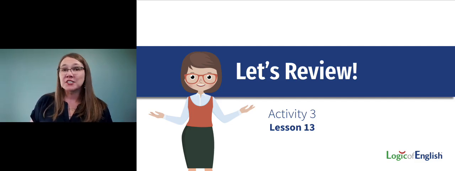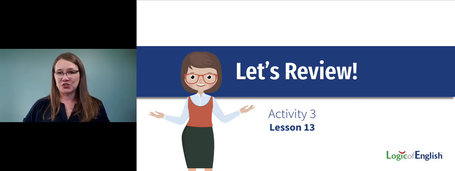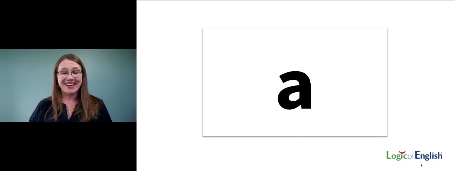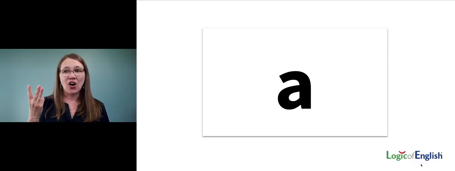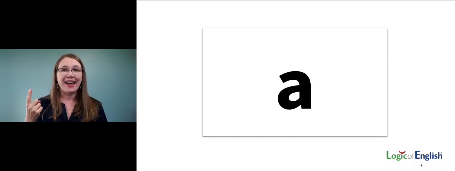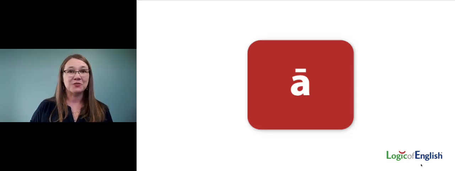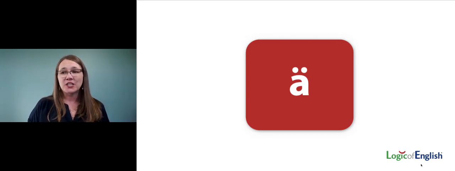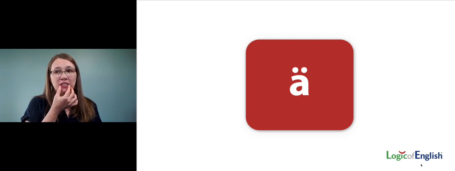Welcome back. Let's review what you learned in Lesson 13. In Lesson 13, you learned that A says 3 sounds. It says a, a, aw. Let's say them again. A, a, aw. Now the first sound, a, is the short sound. The second sound, a, is the long sound. And the third sound, aw, is the broad sound. Notice aw is again this forward, round sound, aw, aw.